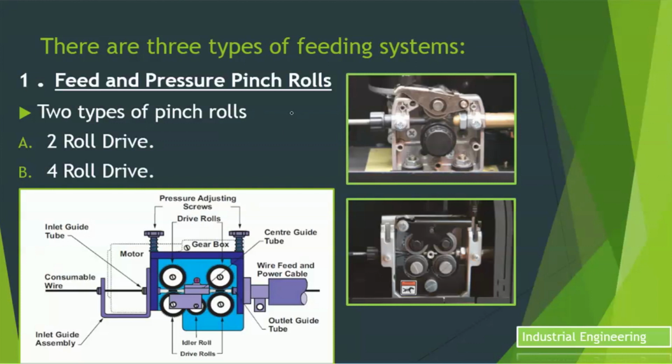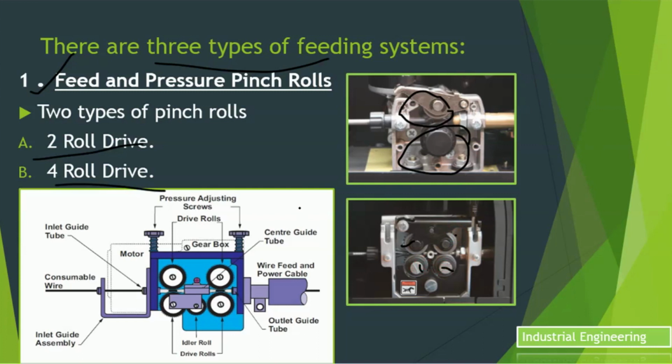There are three types of wire feeding system. Let's understand the first one, which is feed and pressure pinch rolls. These rolls are divided into two types, 2-roll drive and 4-roll drive. This is the image of the 2-roll drive. The first roller is over here and the second one is here. And this image is for the 4-roll drive: the first roller, second roller, the third one and the fourth one.